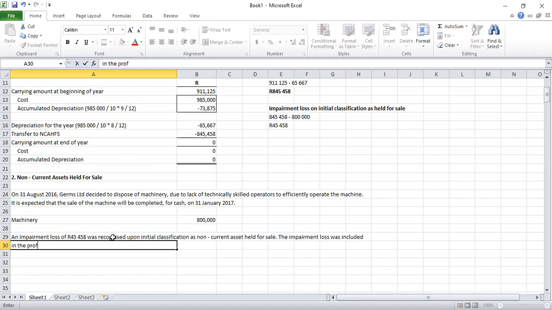The impairment loss is in the profit or loss section of the statement of profit or loss and other comprehensive income, in the other expenses line item. Right. So this is how we structure the non-current assets held for sale note. I think there will only be a difference if we are dealing with a disposal group. I think I'll show you how to do a disposal group, maybe next week. Any questions there? No.